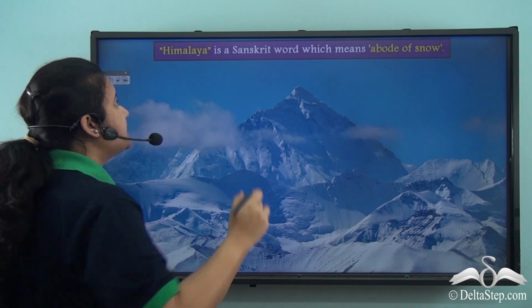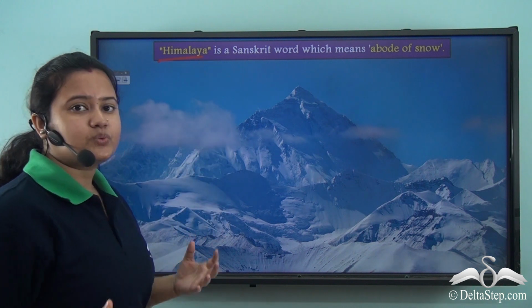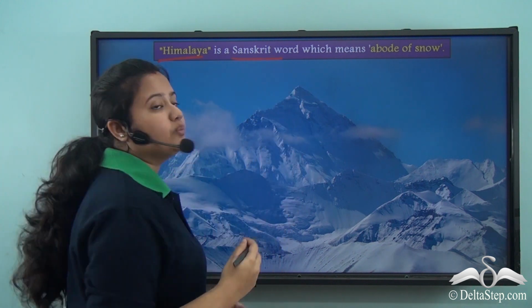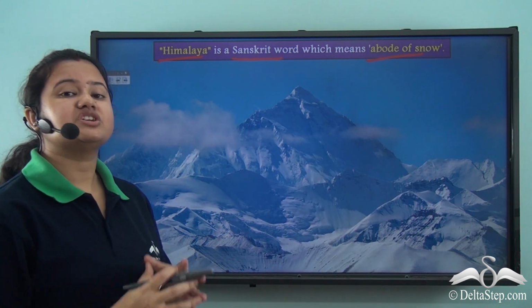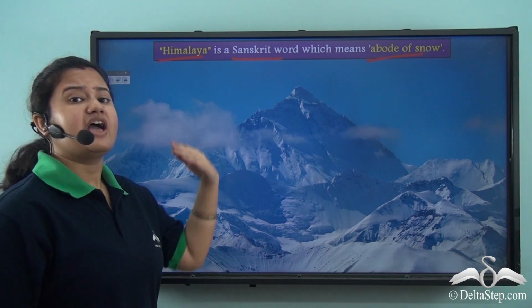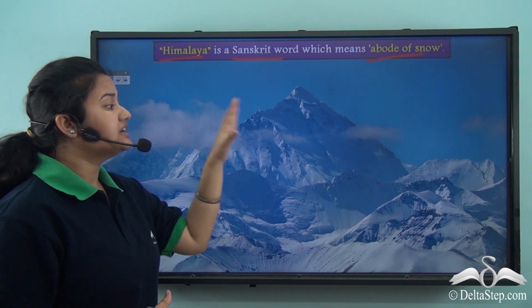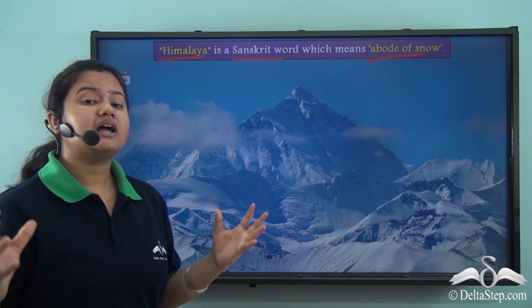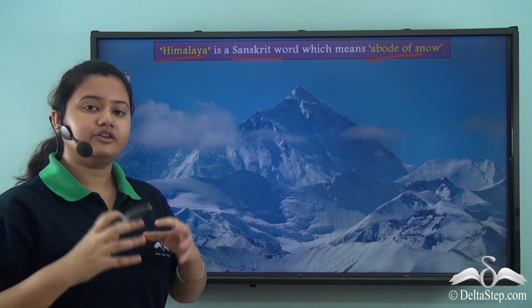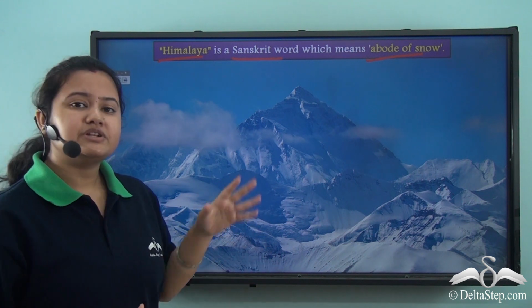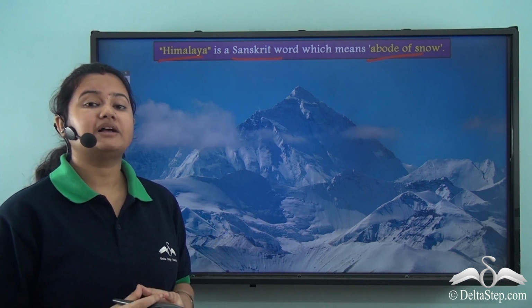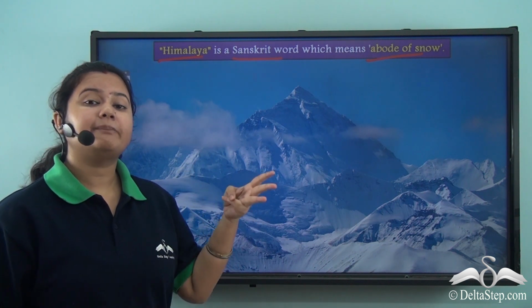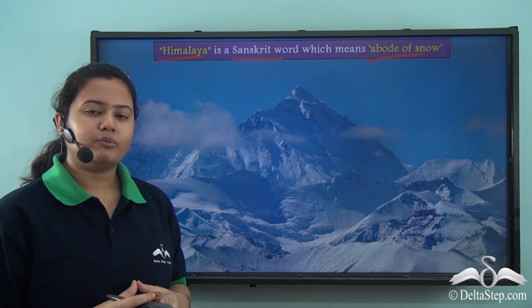Now, the word Himalaya is actually a Sanskrit word which means abode of snow. And this mountain range is called so because it is very tall and it remains covered with permanent ice and snow throughout the year. Now, let me tell you that the Himalaya is not a single mountain range but a collection of 3 parallel mountain belts. Let's know about them.